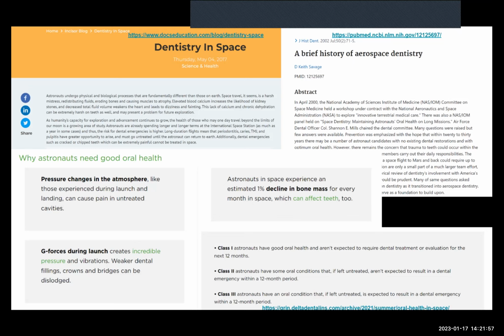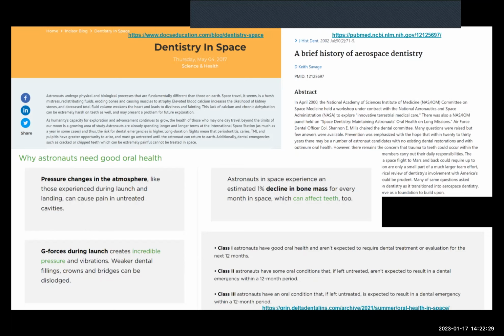We talked about immunosuppression in space. This might lead to an increased risk of dental infections in space. The crew medical officer who's on the station, which we'll talk a bit more about in this lecture, has to know how to pull a tooth, do dental extractions in case of tooth abscess in space. And there's pressure changes, there's increased G-forces, there's limited access to full-on dental care.